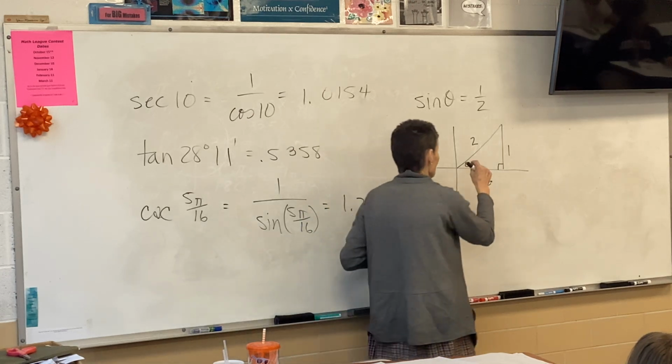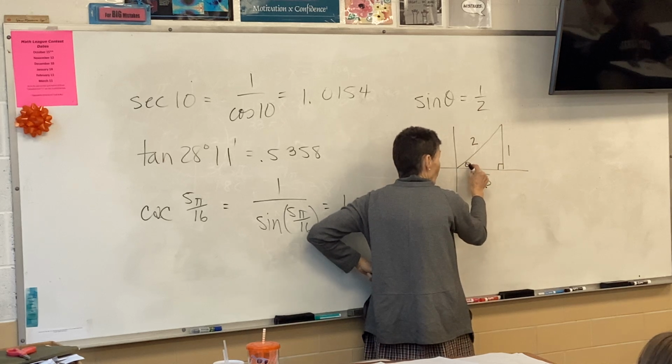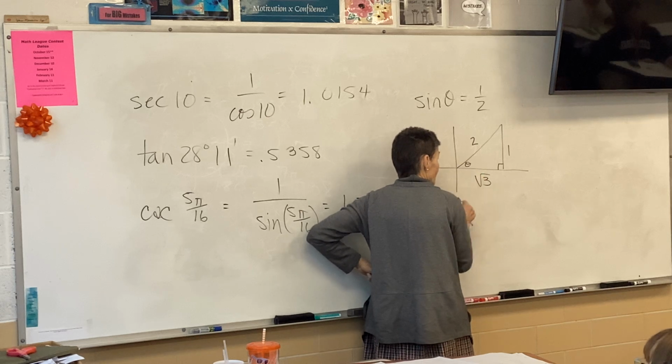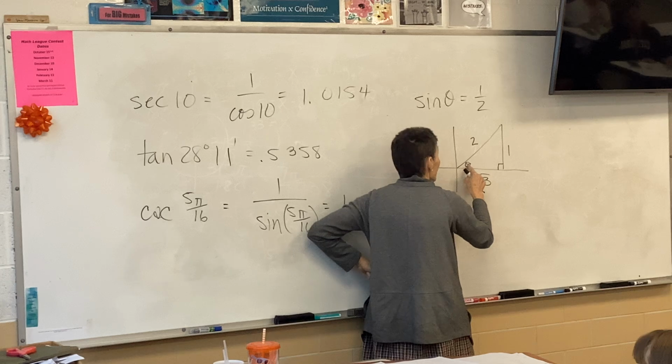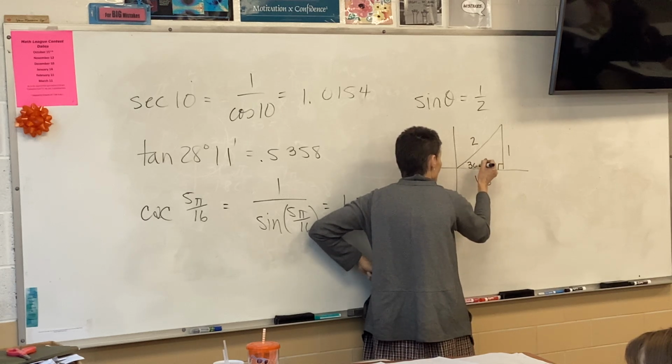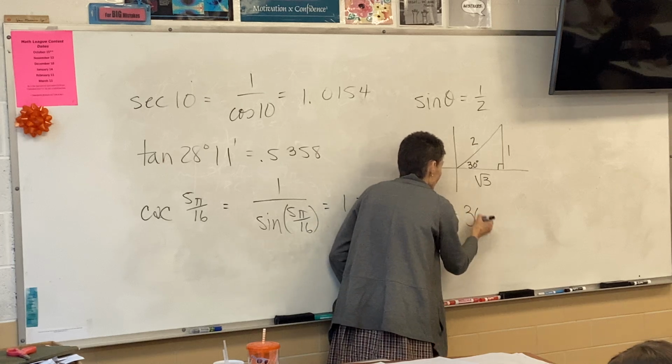Now, your job is to figure out what that angle is. What is that angle? 30. It's across from the 1. Across from the 1 is a 30. So your angle theta is 30 degrees.